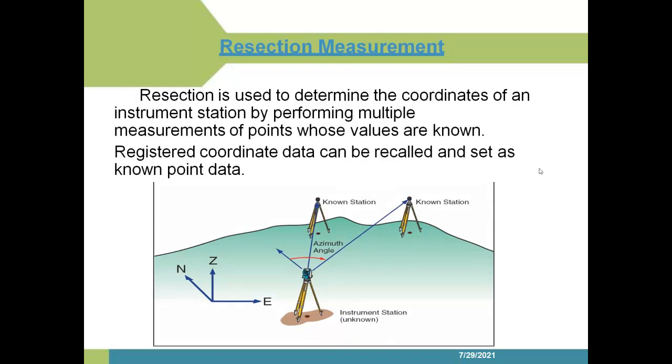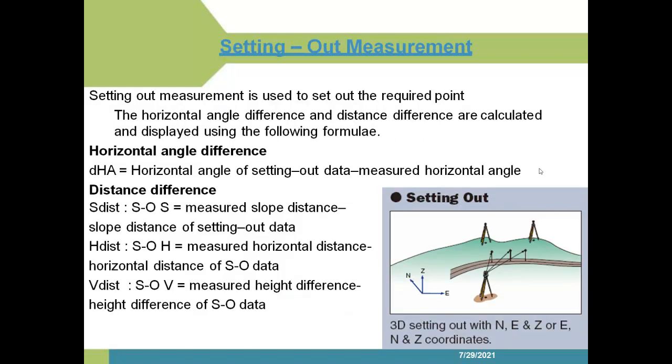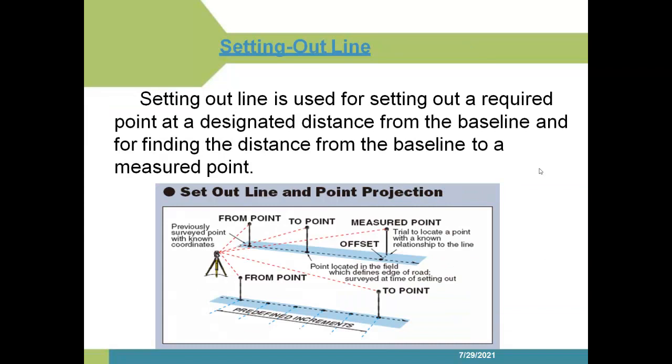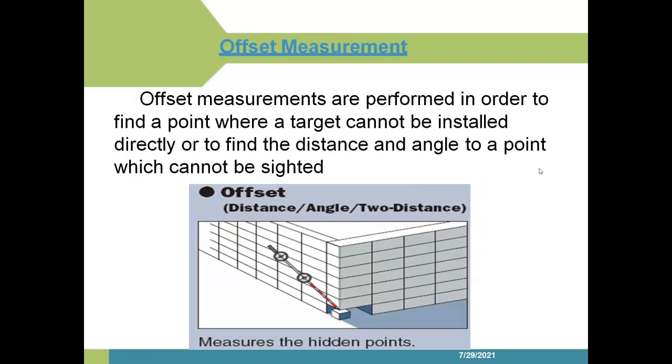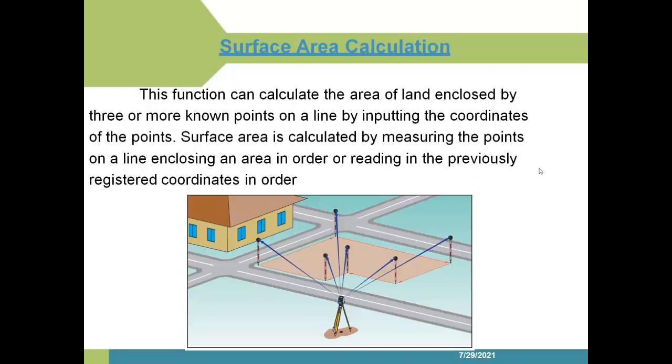The resection mode is mainly used to identify the whole values. From that, we can identify the inaccessible area also, and setting out also we can carry out within a fraction of a second. From that, we can calculate the curve effect and arc also, and offset also we can get within a fraction of a second.